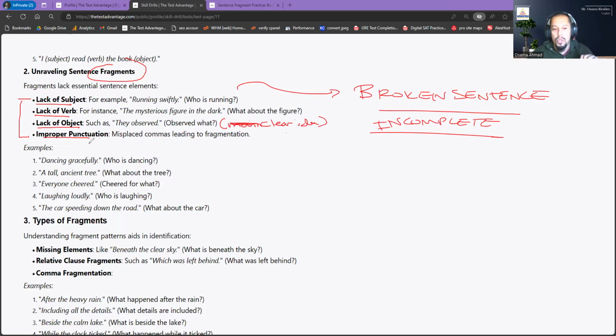Or improper punctuation. So if we look down at the examples, right? Dancing gracefully. Who was dancing? ناقص subject. A tall ancient tree. Okay, بيقول لي ايه؟ هنا ناقص subject, ناقص verb. What about the tree? عمل ايه tree? Everyone cheered. Cheered for what? Laughing loudly. Who is laughing? So these types of fragments, they are very, very common. ناقصة subject، ناقصة verb، وناقصة complete meaning. أي وقت أنا بشوف سؤال punctuation، أول حاجة إحنا بنعملها we identify the subject and verb عشان الفراجمنت will split the subject and the verb.